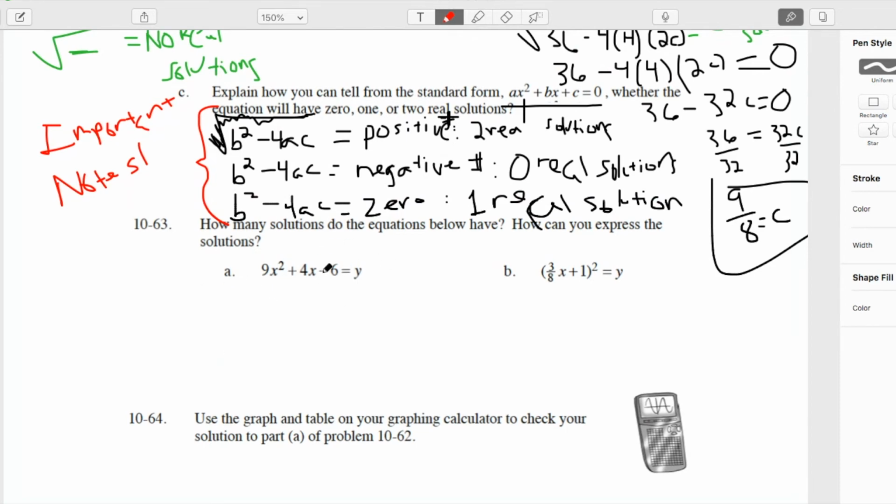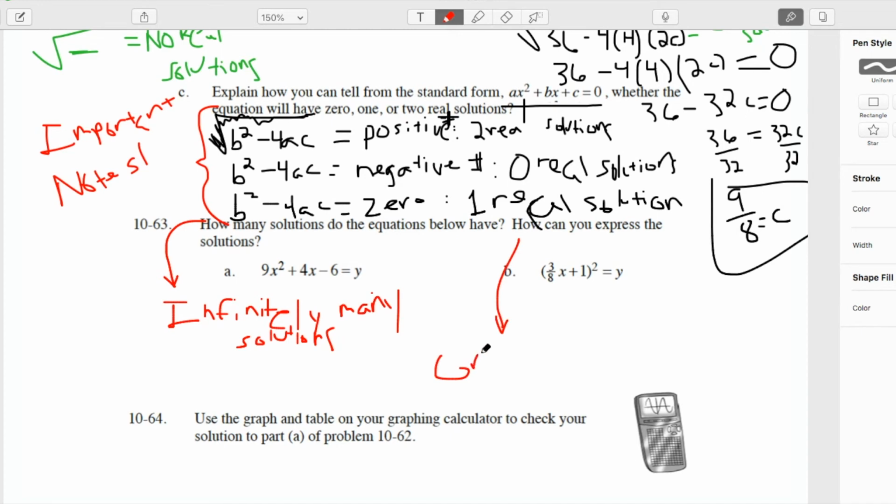Well, hey, this just looks like a parabola. This is sort of a trick question here. So this is a parabola, so I'm going to put infinitely many solutions. Notice here, 9x squared plus 4x minus 6 is not equal to a particular number. It's equal to another variable. So if we have this here, it'd be a quadratic graph, infinitely many solutions. And how can we express the solutions? We could graph it.